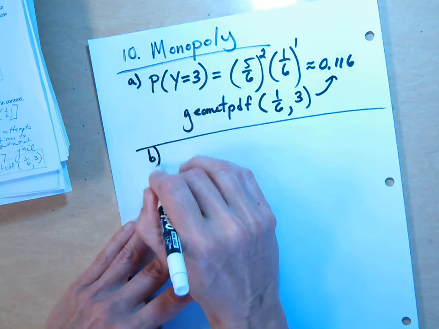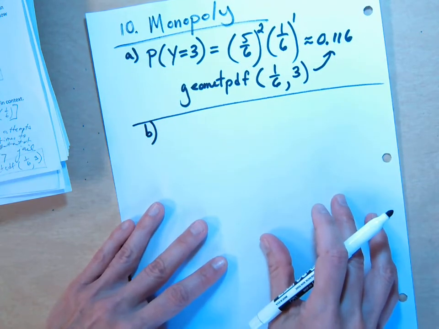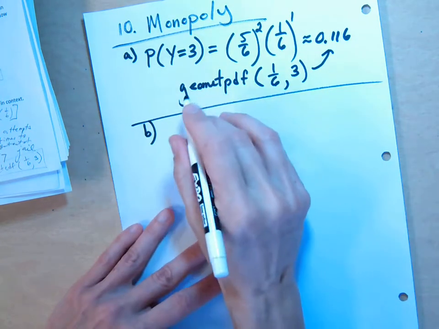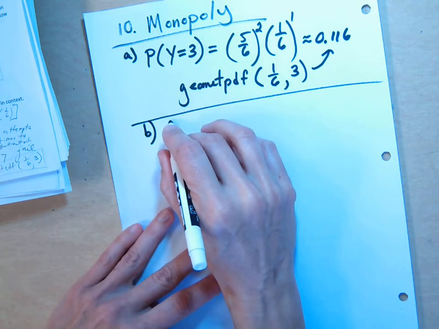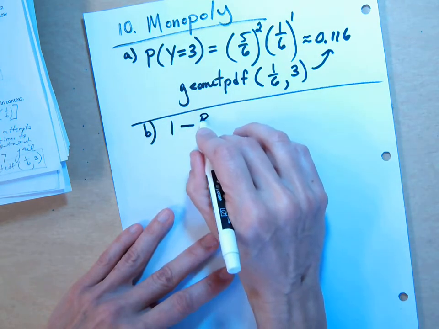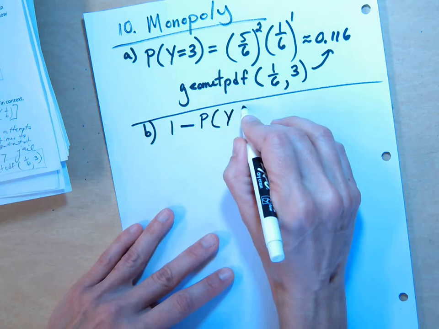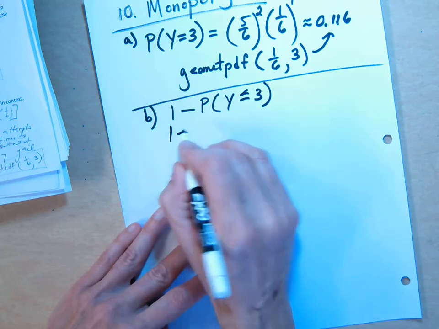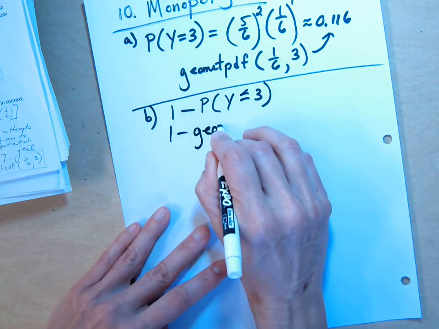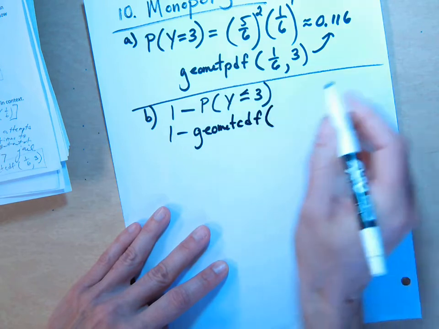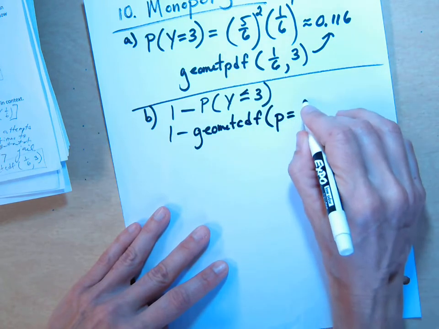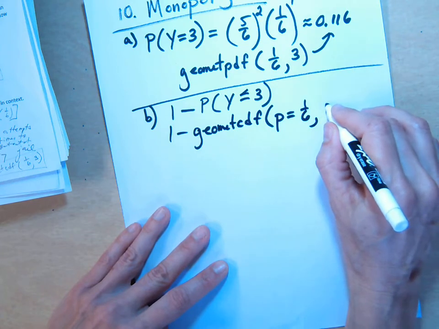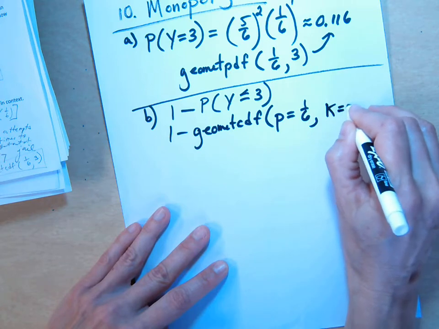And then for part B, we're asking the probability it takes more than 3 turns to roll doubles. If we want to use our calculator, we would say 1 minus the probability that y is less than or equal to 3. This would be the fastest way. Geometric CDF, and then you would label what you're putting in: probability of success equals 1/6, and the number of trials we want less than or equal to is 3, so k equals 3.